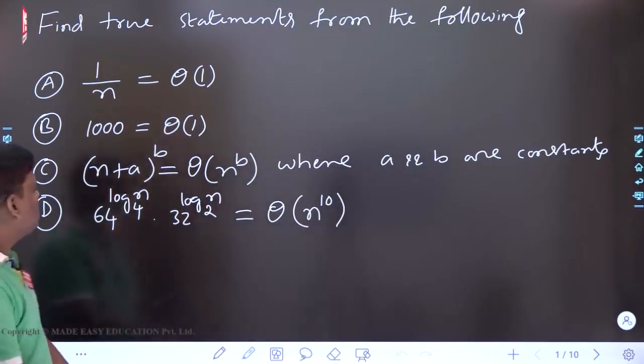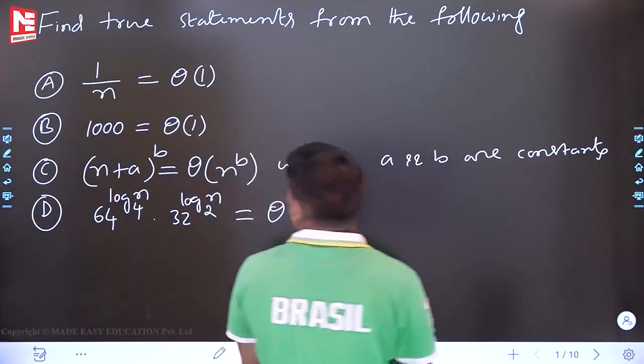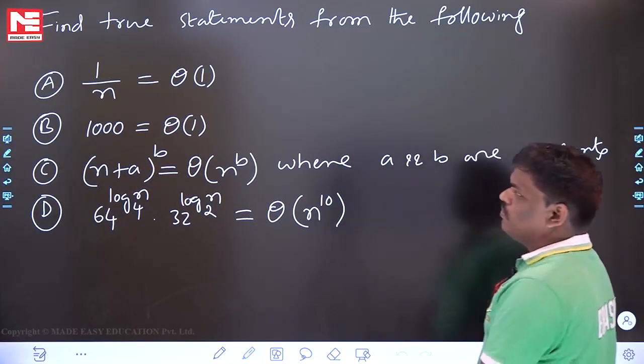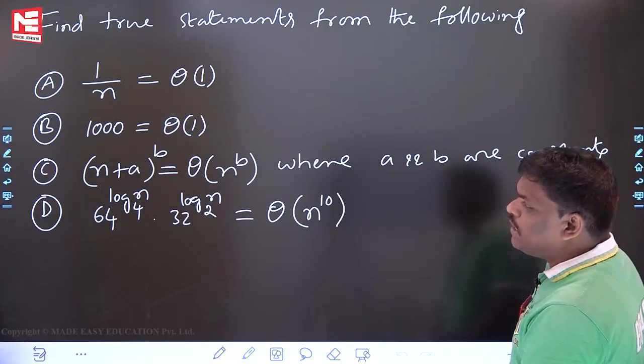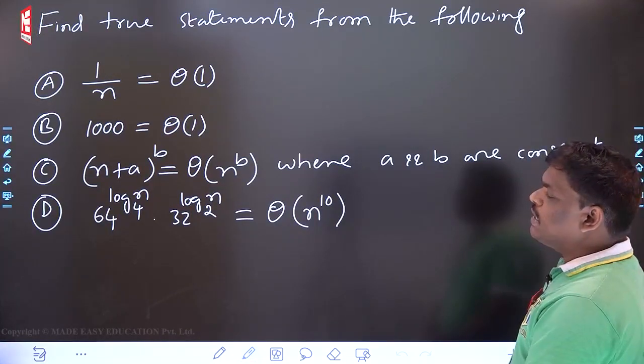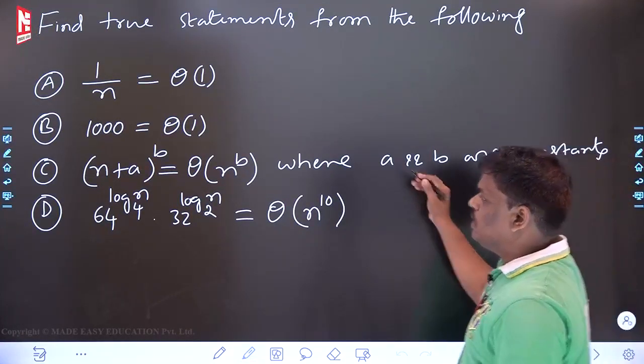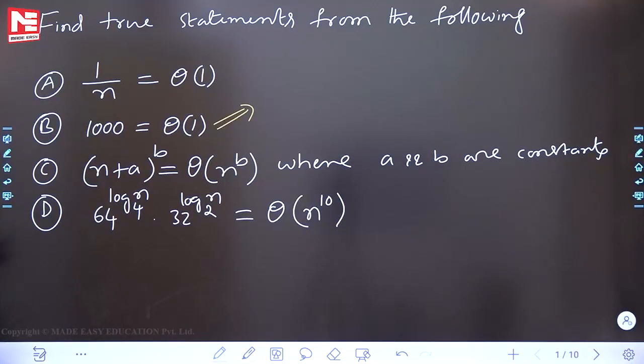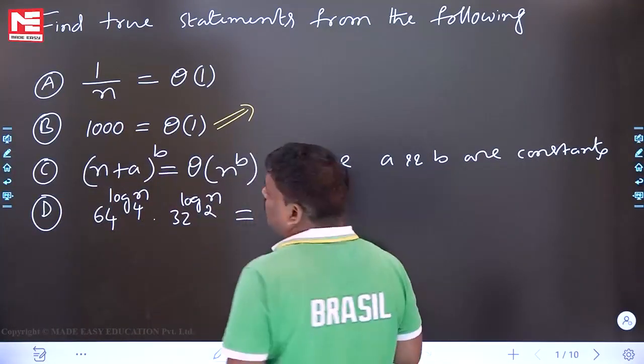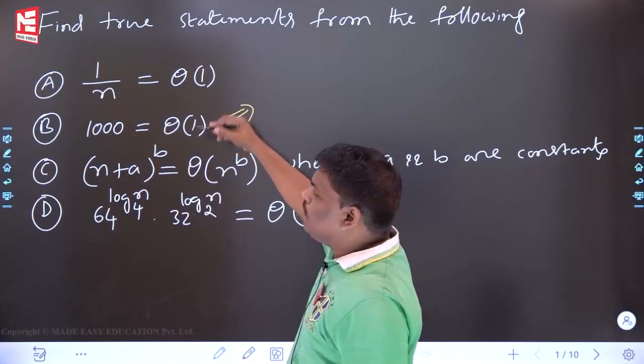Can you help me? What about option A? 1 by n is theta of 1. Is it right or wrong? Before going to option A, let's see option B. 1000 is theta of 1. Is it true or false? Let's see option B first, and afterwards I will go to A.